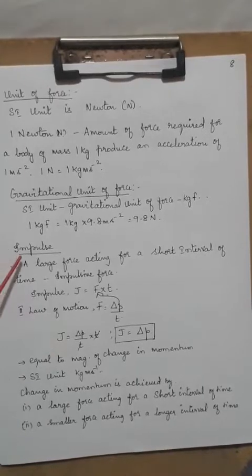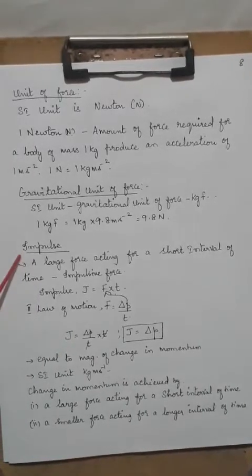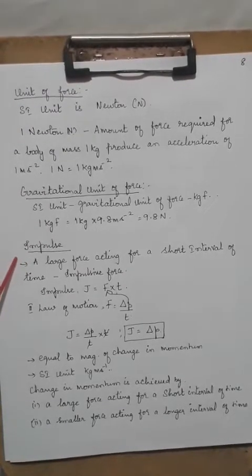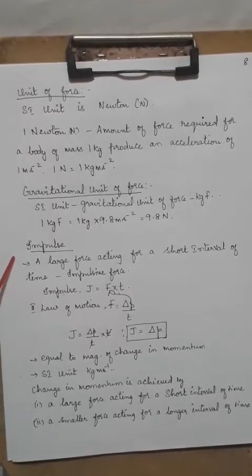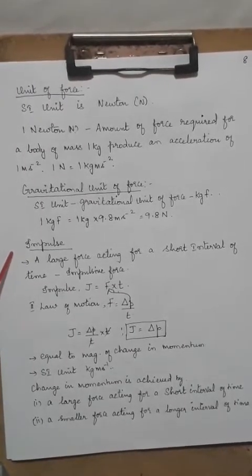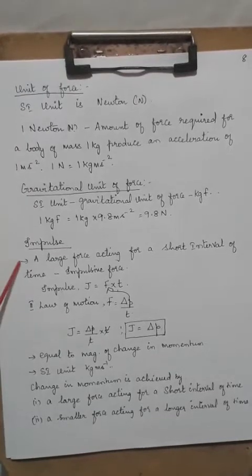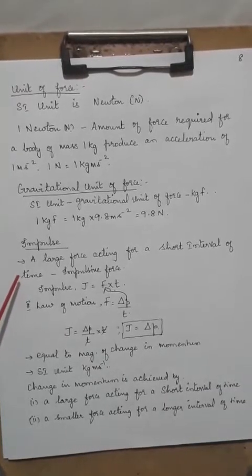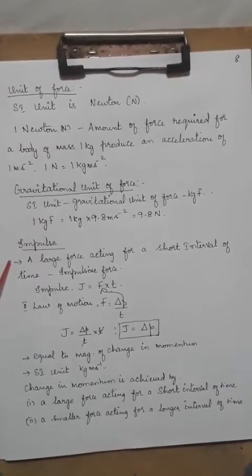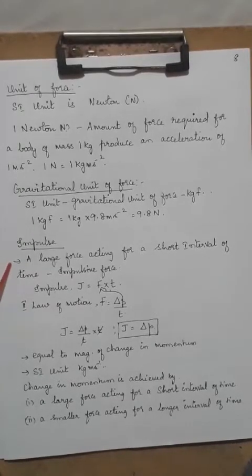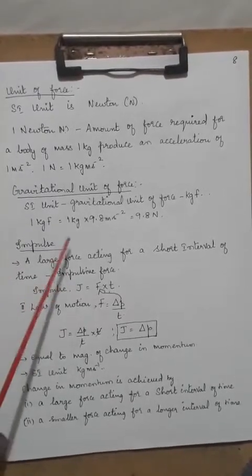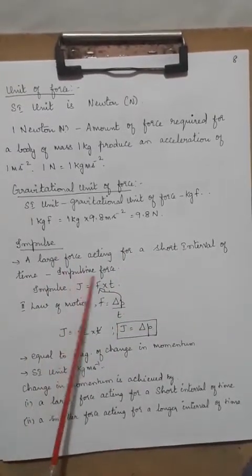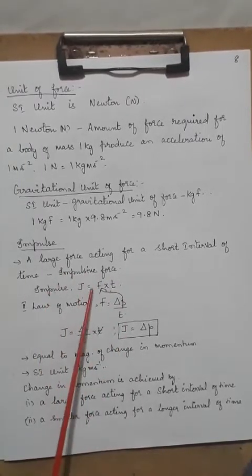Now moving on to impulse. What is impulse? Have you come across it? If you imagine a hammer, when you are going to nail using a hammer, you apply a larger force in a short interval of time. That is what is called impulse. You will feel that impulse when you use a hammer. So a large force acting for a short interval of time is what is called impulsive force. So impulse J is equal to F into t.